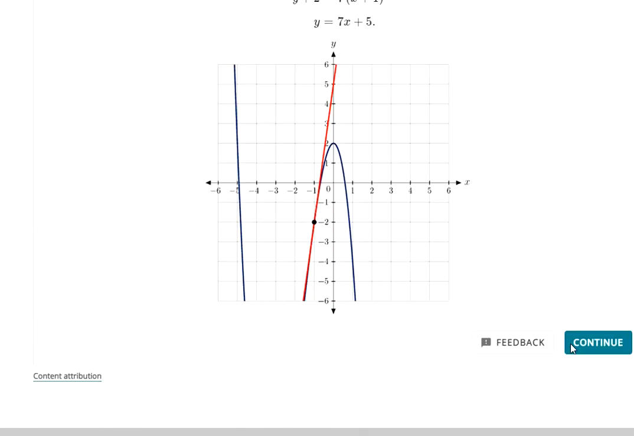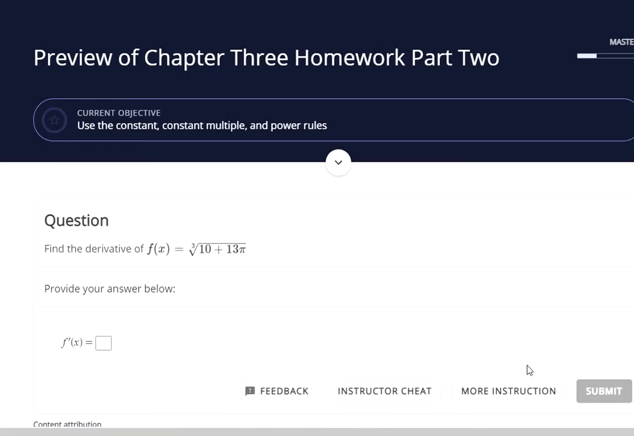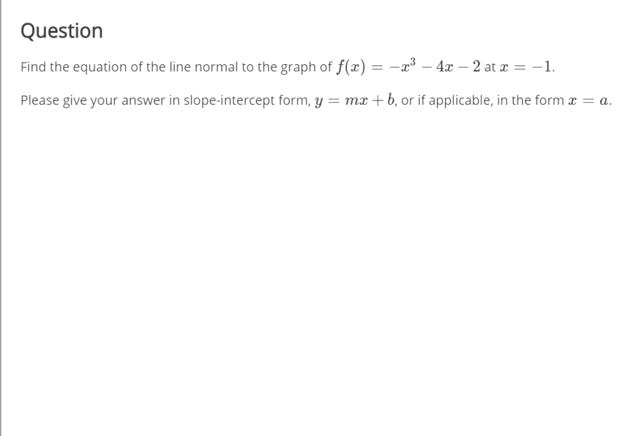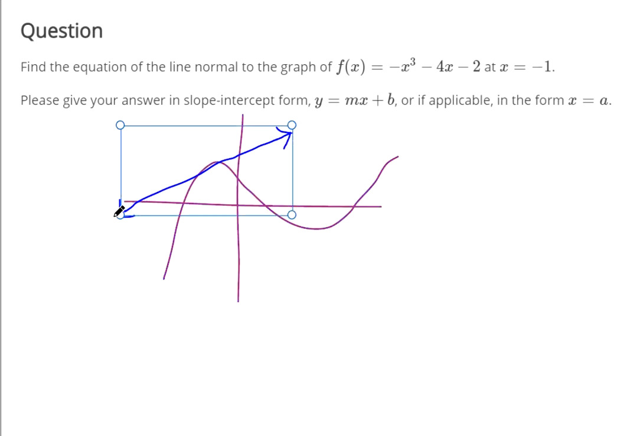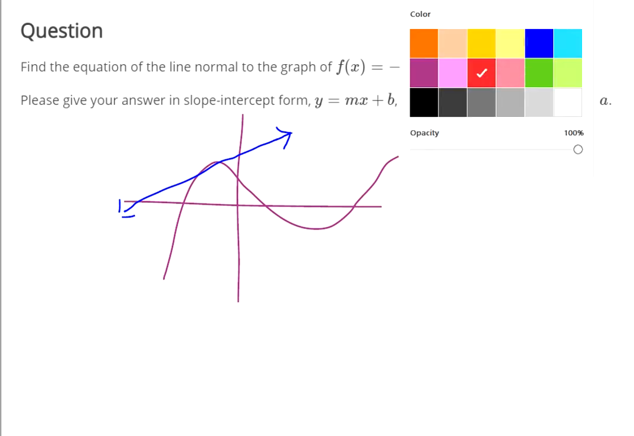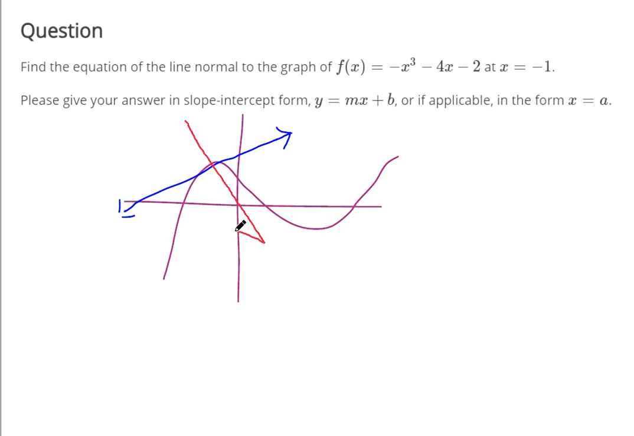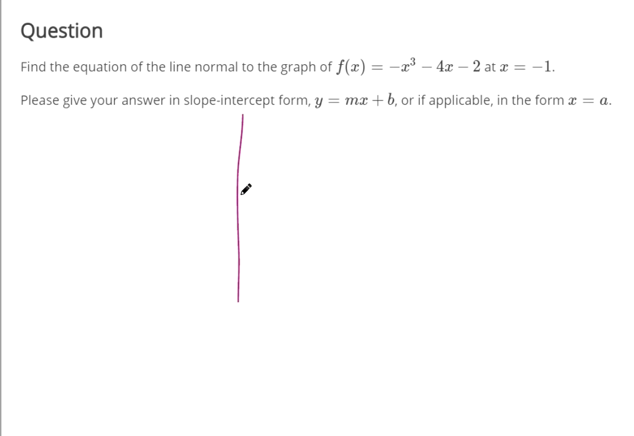Okay, let's see if we can get another graphing problem. So this problem asks us to find the equation of the normal line. A normal line is perpendicular to the tangent line. So let's say this is your original function, and you've got this for a tangent line. The normal line would just be perpendicular at that point of tangency. So it's just going in the opposite direction. So we just need to flip and change the sign of the slope.